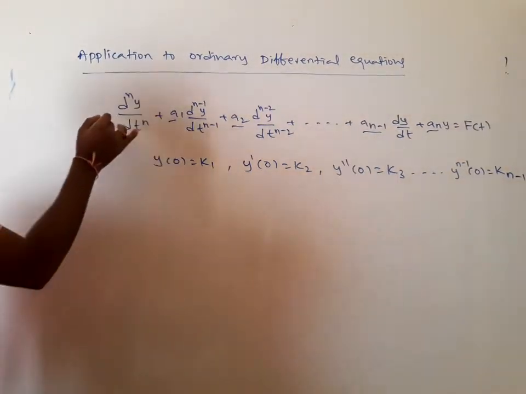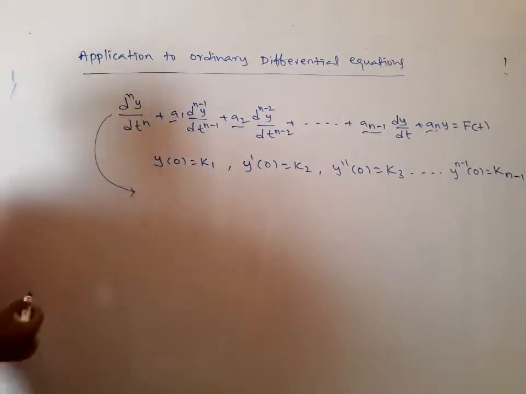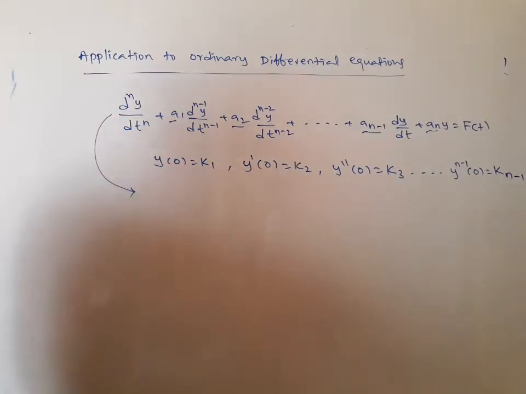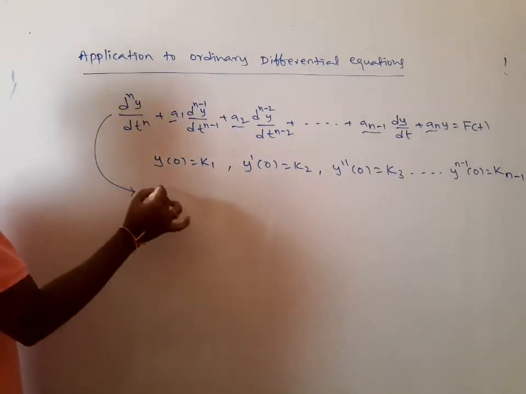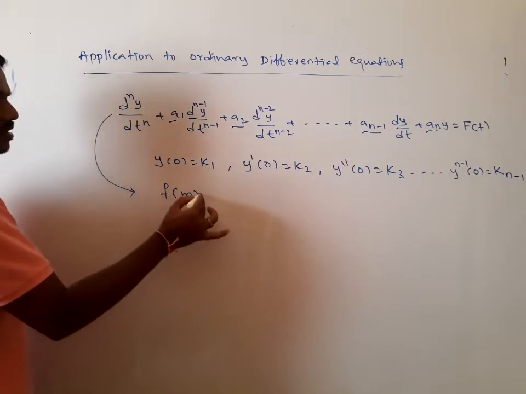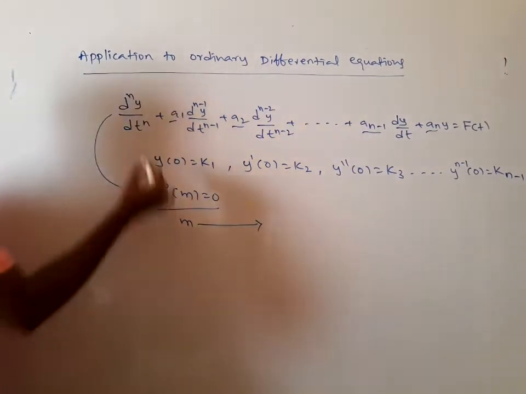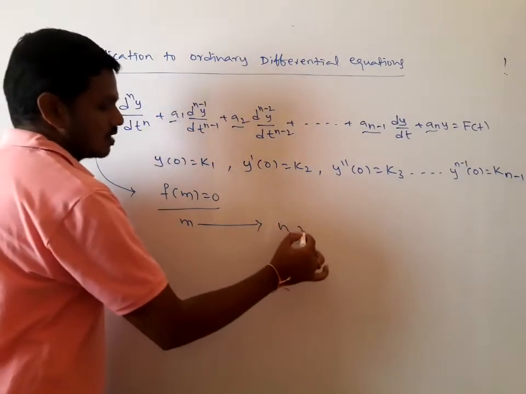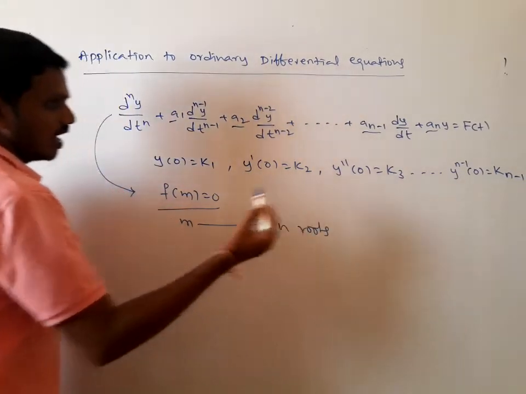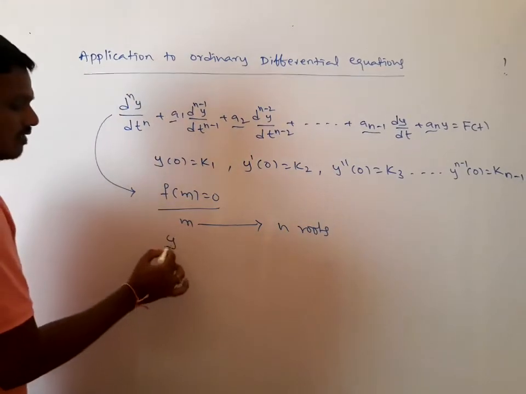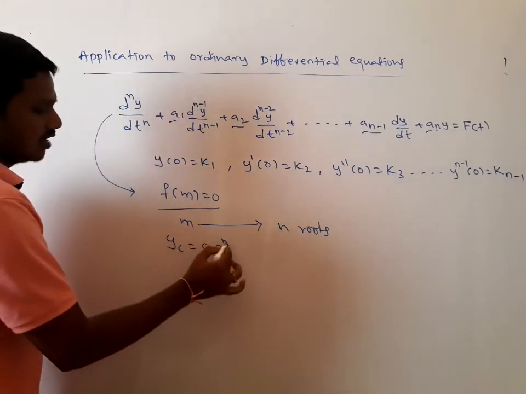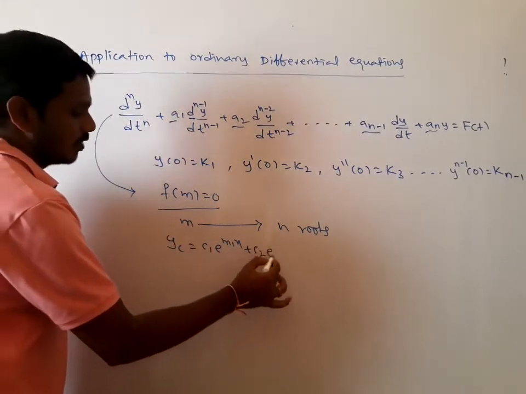The general procedure for finding the solution of the nth order linear differential equation, you know that first we can write the auxiliary equation, that is f of m is equal to 0. By solving this equation, you will get the m roots. Sorry, it is order n, so we will get n roots. Based on the roots, if the roots are real and unequal, we can write the complementary function yc is equal to c1 e to the power of m1x plus c2 e to the power of m2x.